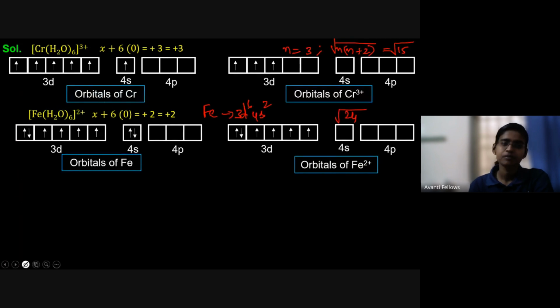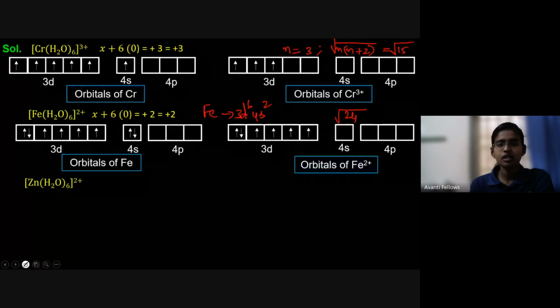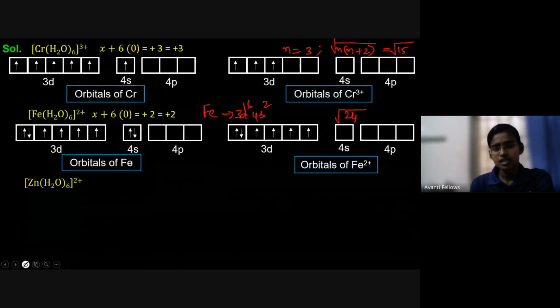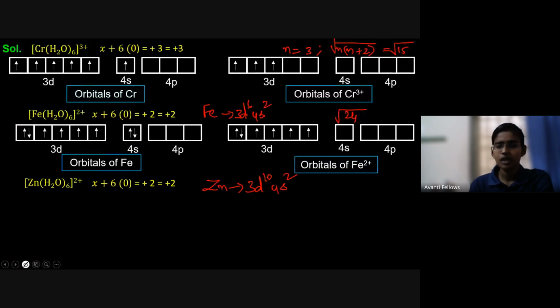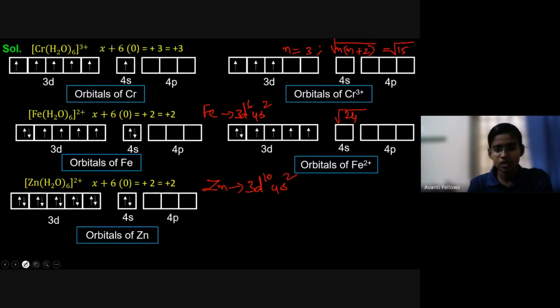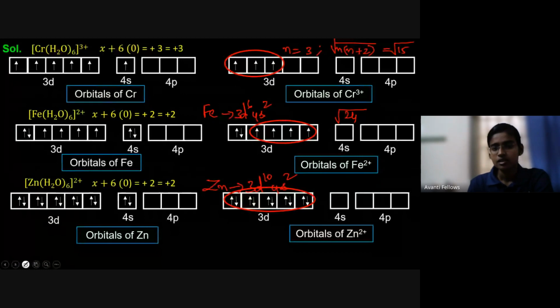Okay. So coming to the third complex, what is the oxidation state of zinc? Zinc oxidation state is +2. The neutral zinc configuration is 3d10 4s2. And for 2+, you have to remove 2 electrons from the s orbital. So we will have 3d10. Yeah, the answer is 0. Number of unpaired electrons is going to be 0.